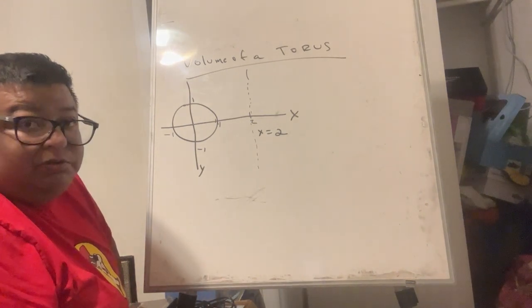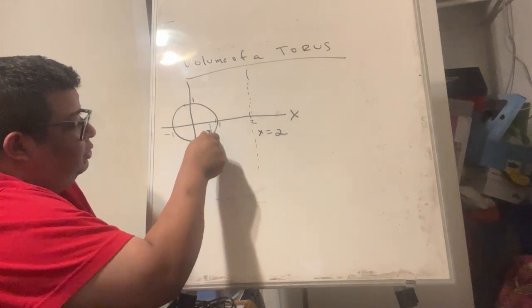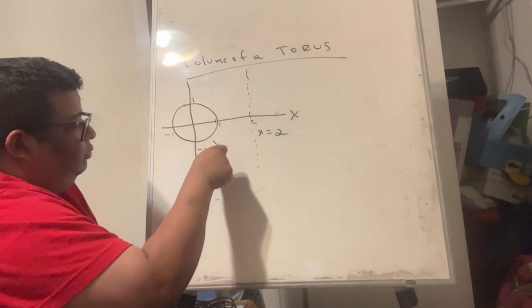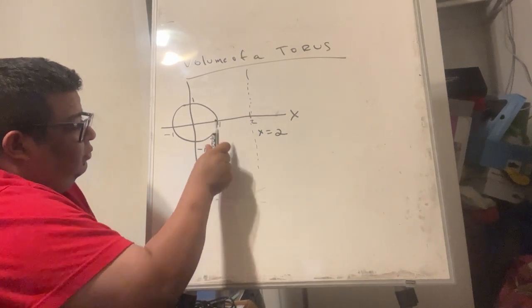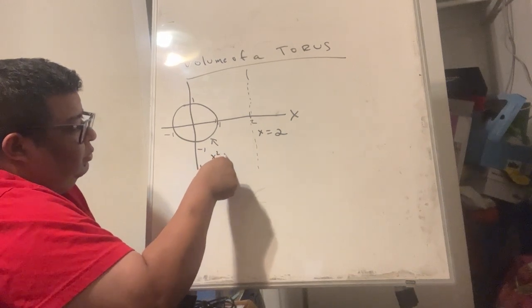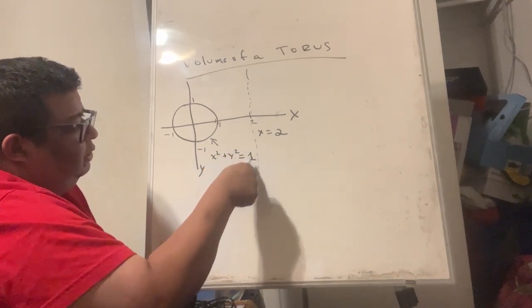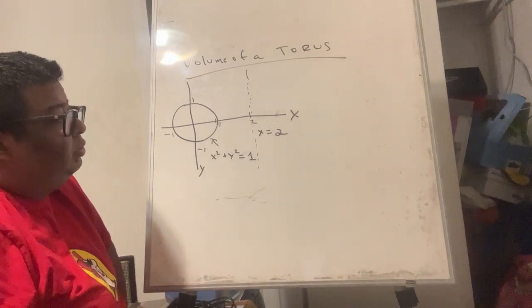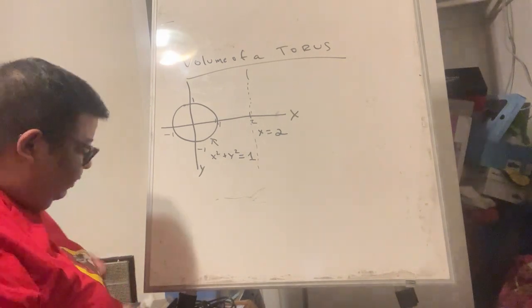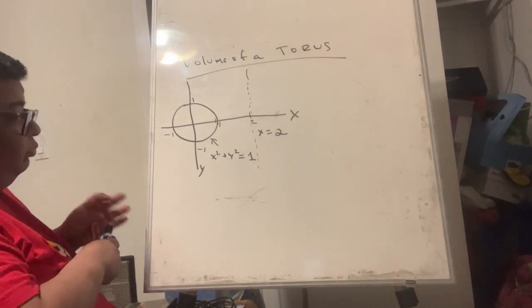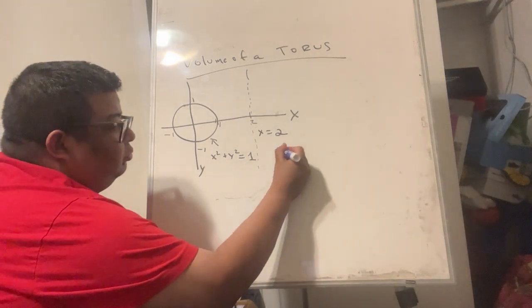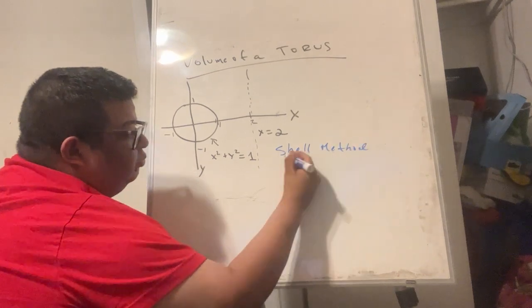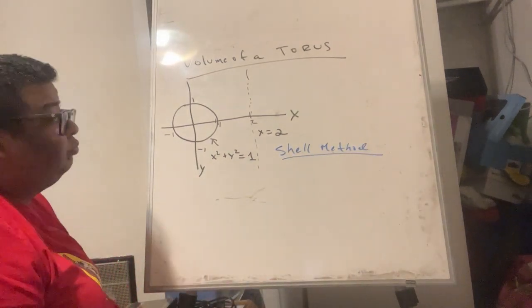And then the function of the circle, the outside of the circle, is going to be represented by the function x squared plus y squared equals 1. So our task is to use the shell method. Okay.